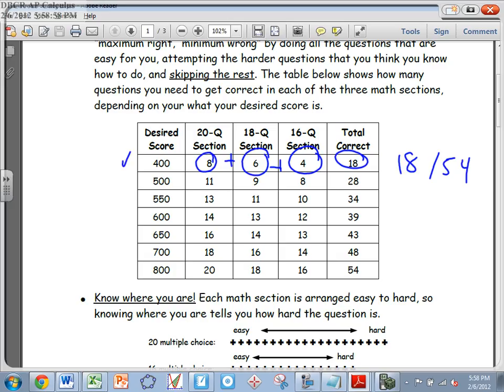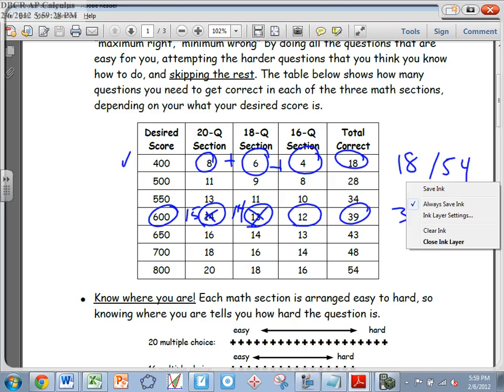Okay? If you want to continue down, you can take a look. Say you're shooting for a 600. That means you need to get about 14 right here, 13 right here, and 12 right here, giving you a total of 39. That's assuming you get none wrong. So you have to consider the fact that you might get some wrong. Maybe you want to get like 15 correct and only 1 wrong there, and you might need like 14 correct there. So this would give you a 39 out of 54, which gives you a 600 as a score. So use this table to give yourself a general idea of where you need to be.